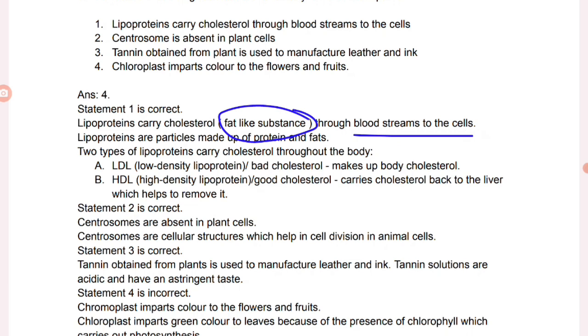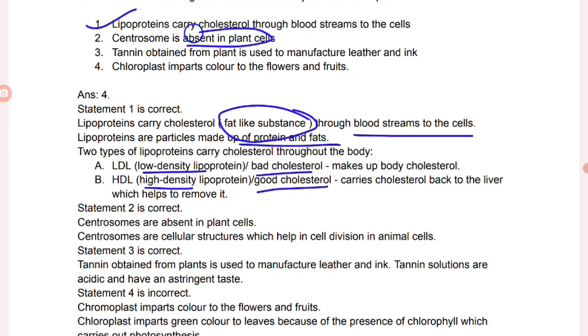Lipoproteins are particles made up of proteins and fats. Two types of lipoproteins carry cholesterol. One is low density and one is high density. So low density is bad cholesterol and high density is good cholesterol. Okay? Now the second, so this is correct.